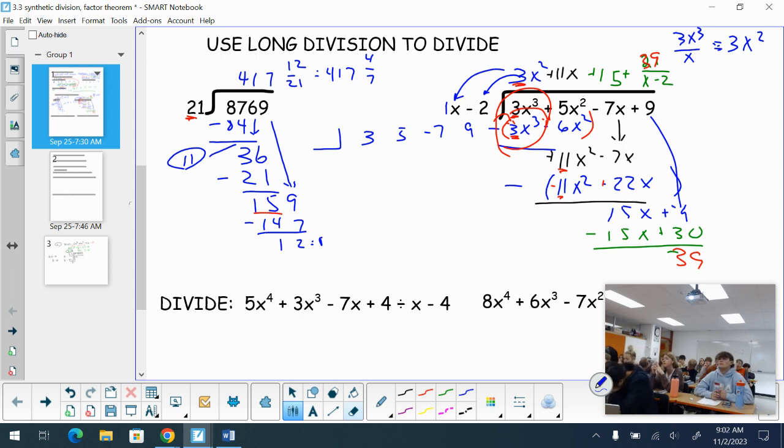11 times -2 gives us -22. We subtracted, that gave me 15, which gave me my next coefficient. So what determined my next coefficient was when I did my subtraction here. So all we're going to worry about here is putting a -2 out in front.